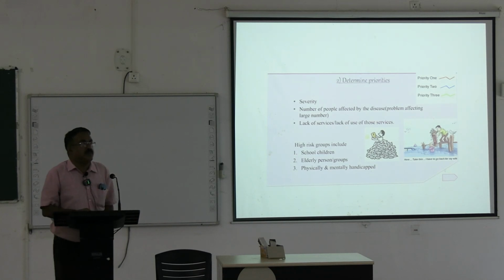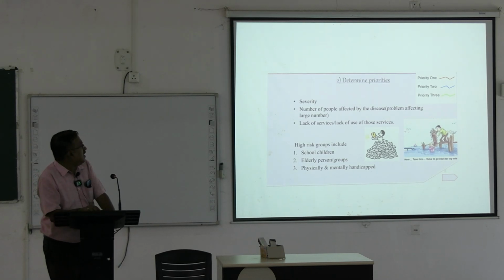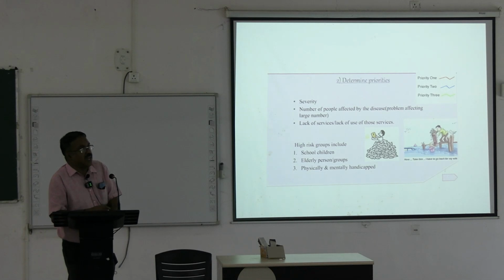Then again, determine the priorities. How many people are affected with it? Is it severe? Are they dying because of it? Is there disability? Is there a lack of services? High risk groups include school children, elderly, physically and mentally handicapped. All these are your priorities.